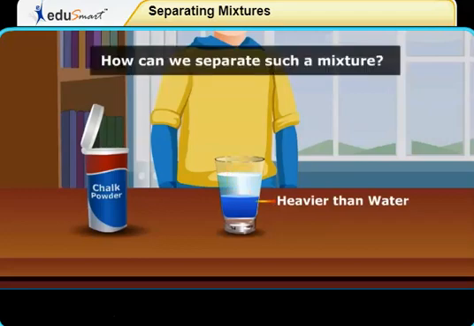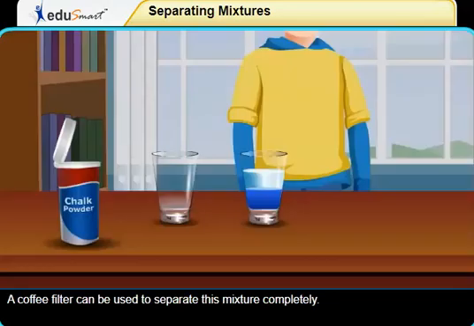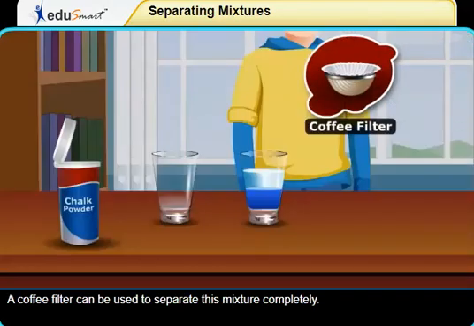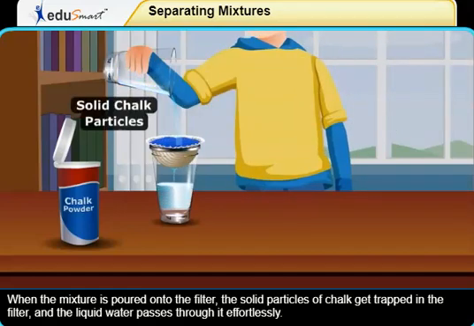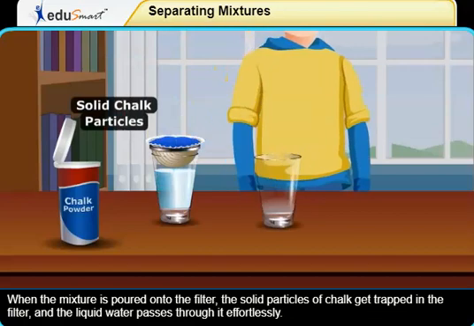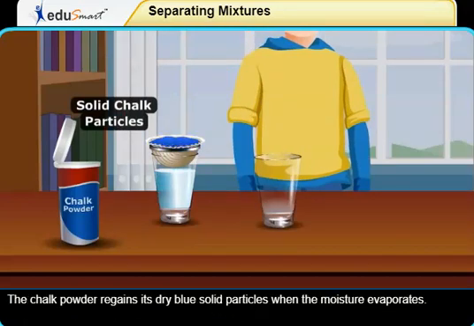How can we separate such a mixture? A coffee filter can be used to separate this mixture completely. When the mixture is poured onto the filter, the solid particles of chalk get trapped in the filter and the liquid water passes through it effortlessly. The chalk powder regains its dry blue solid particles when the moisture evaporates.